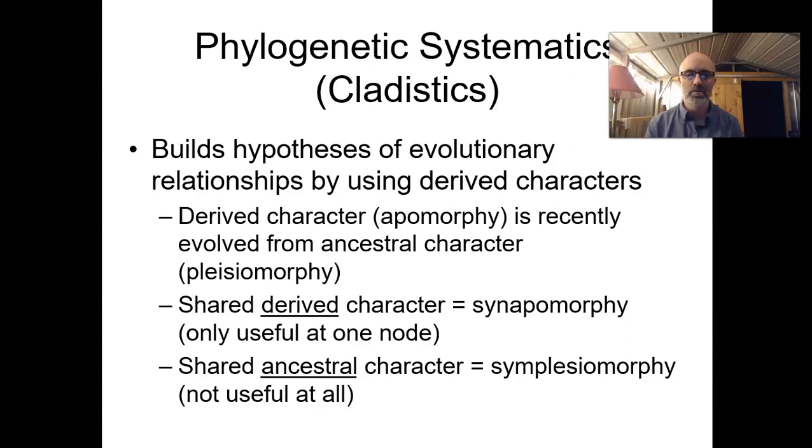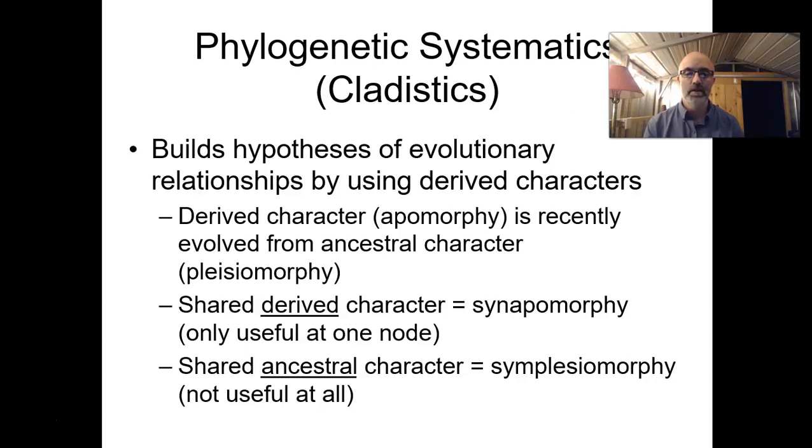It's the one that people use these days. So for any character, we're going to focus on a specific type of character, which is a derived character, which means it's relatively recently arisen, and we find it in the common ancestor to the group. Whatever clade we're talking about, it's shared among members of that group, and it's found in the common ancestor, okay? But not before that.